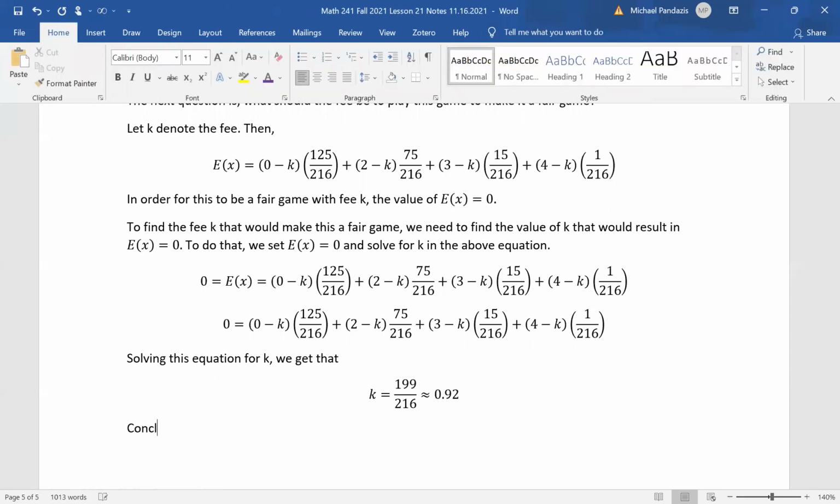Okay, and so our conclusion is that to make this a fair game, you need the fee to be 92 cents to play. You need to make the game 8 cents cheaper, so that instead of the average being that you lose a certain amount, the average becomes even. It becomes a fair game because the expected value becomes 0. So the fee needs to be 92 cents per game to play. And so that's the end of that.